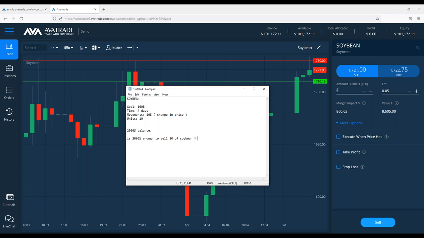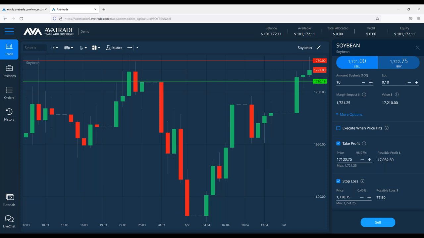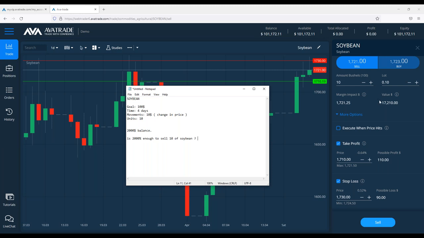How can we tell? We look at the value and understand whether it's doable. Now, what's the value? 17,000. Can we sell something that costs 17,000 with 2,000? No, we can't. Nobody can buy a car that costs $100,000 with $10,000 in his pocket unless he gets a loan.